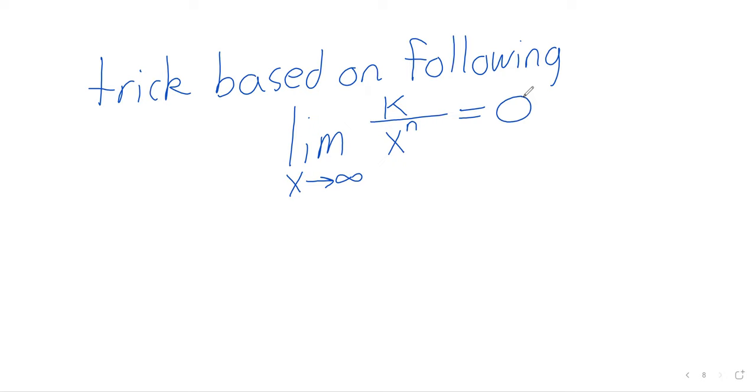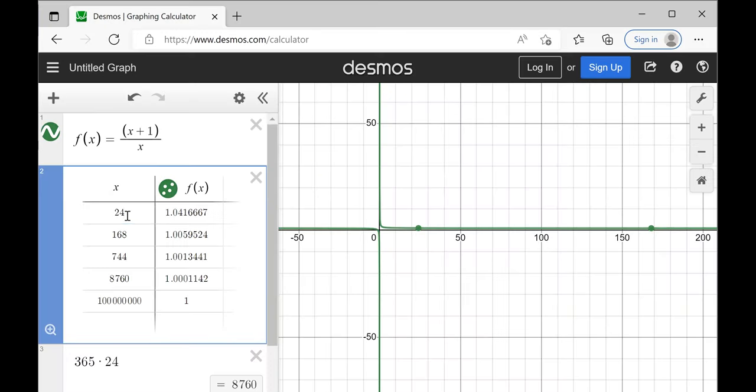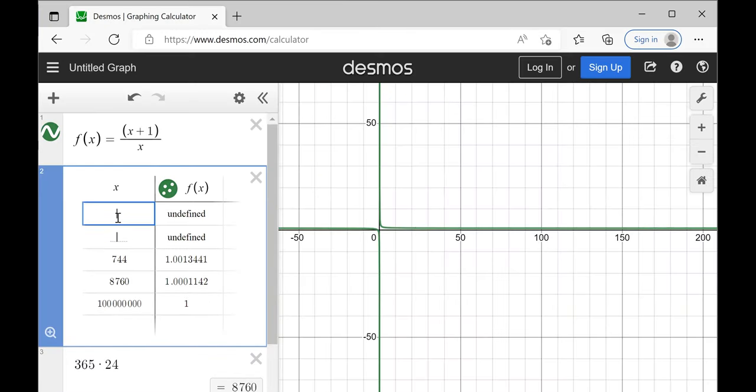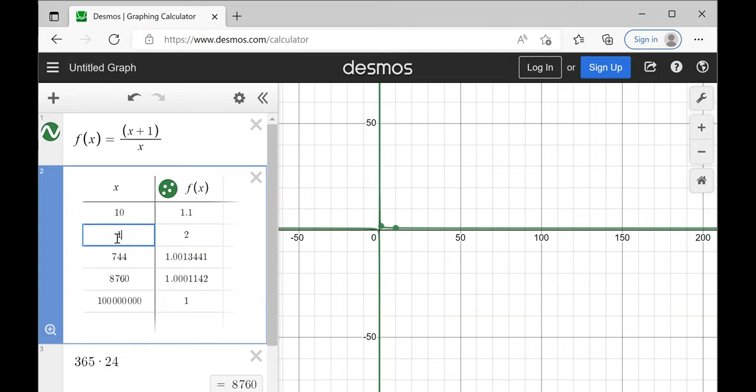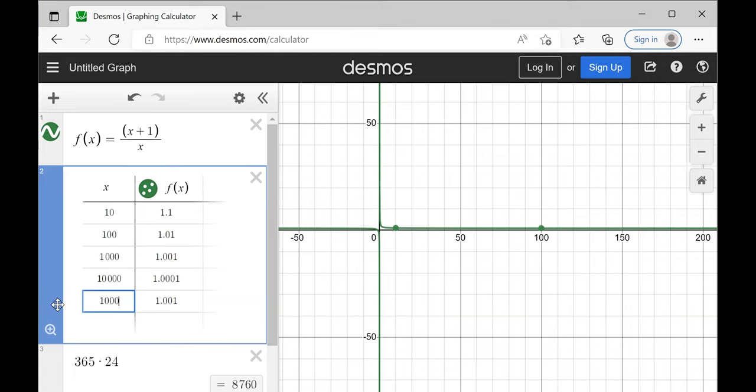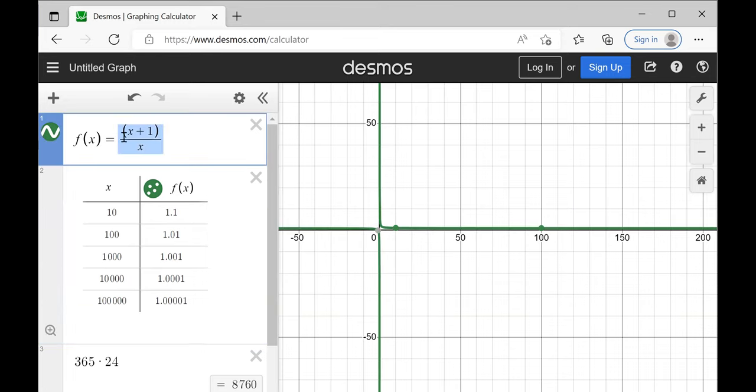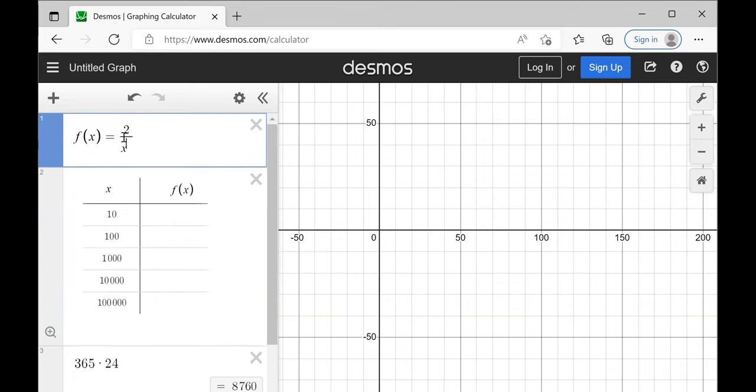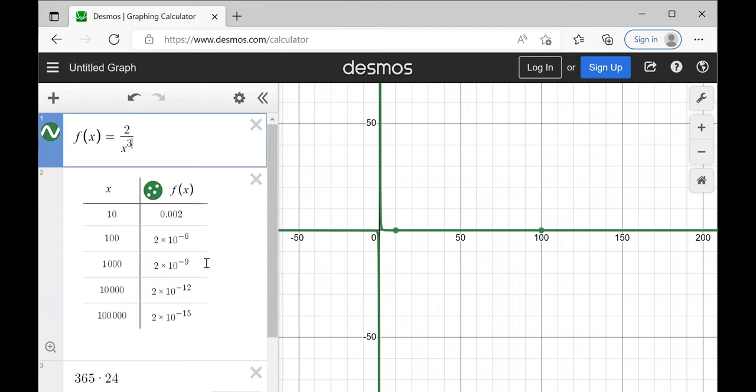We can investigate that. We can go back to Desmos, and these sort of random numbers are starting to bother me. Let's pick slightly more natural numbers to go into our table. We can look at, for example, 2 divided by x to the third. And we see these do go to 0 very quickly.